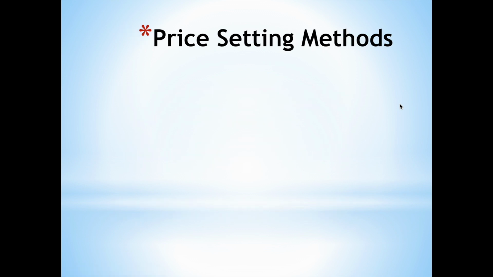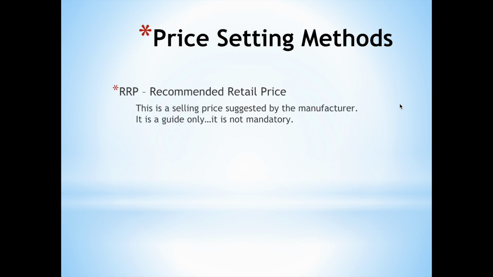Alright, so now there are different types of price setting methods that a business would use to set the price of their service or goods. The first one is RRP, which is recommended retail price. Generally this is a selling price suggested by the manufacturer. Before the business receives the product, the RRP is advised by the company who manufactures or makes the product. It is a guide, but it's not mandatory. That's why it's known as the recommended retail price.